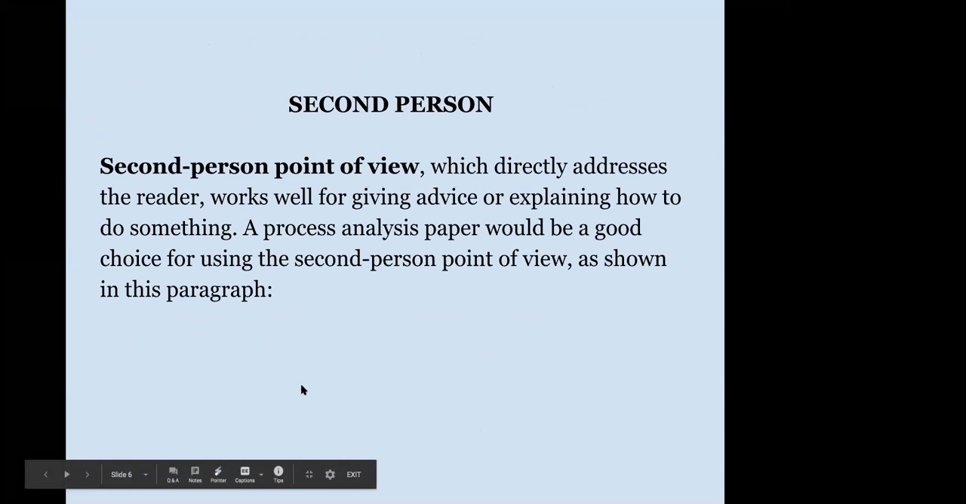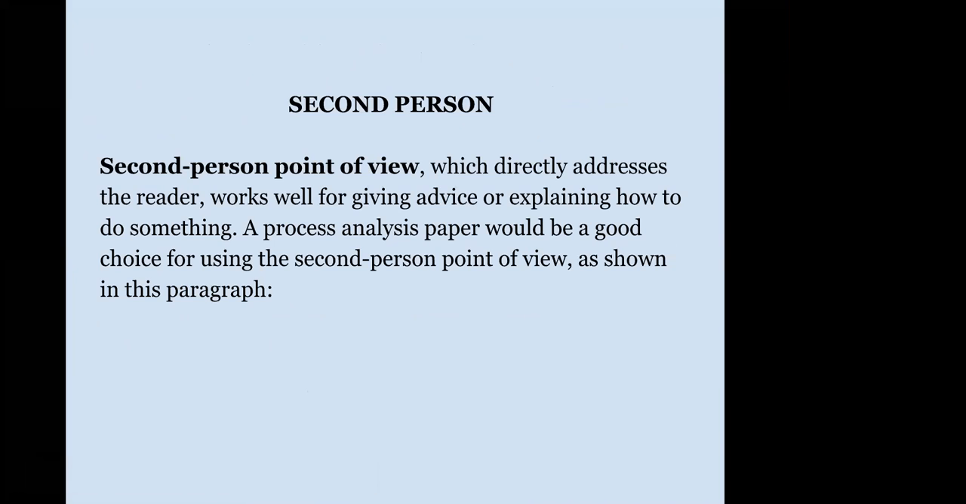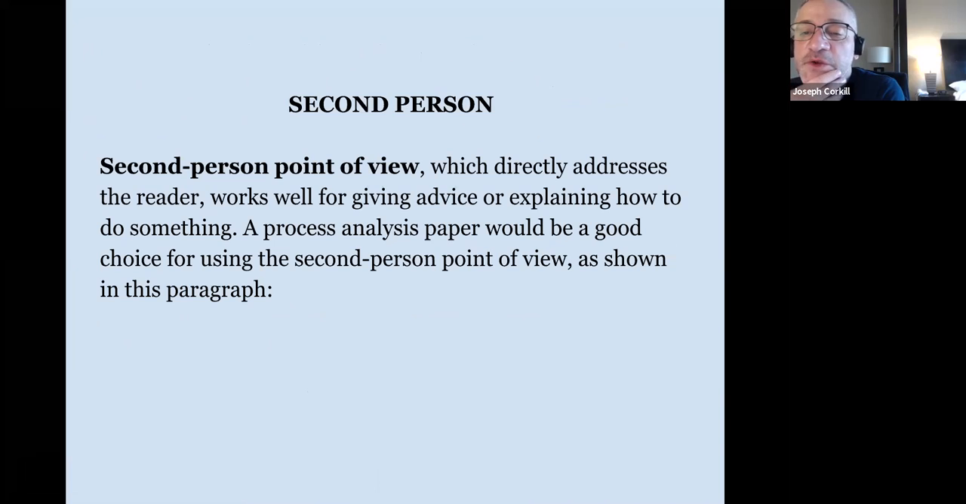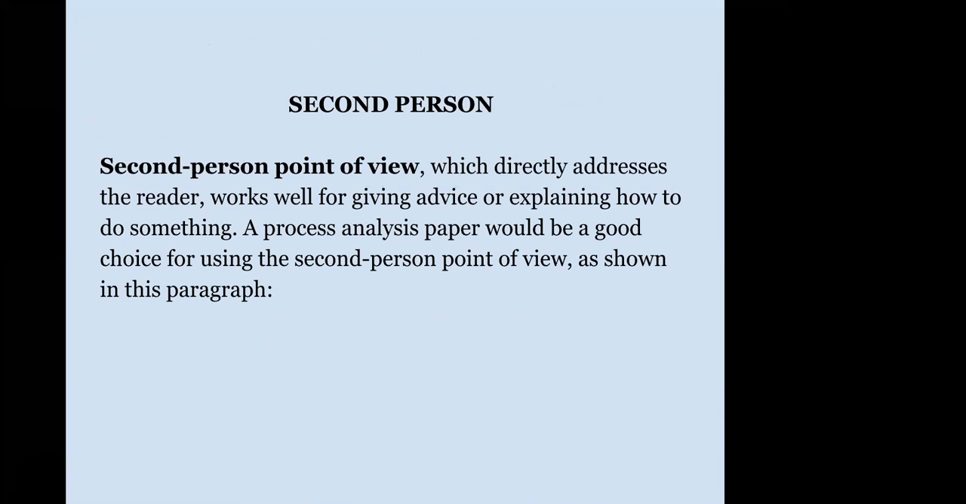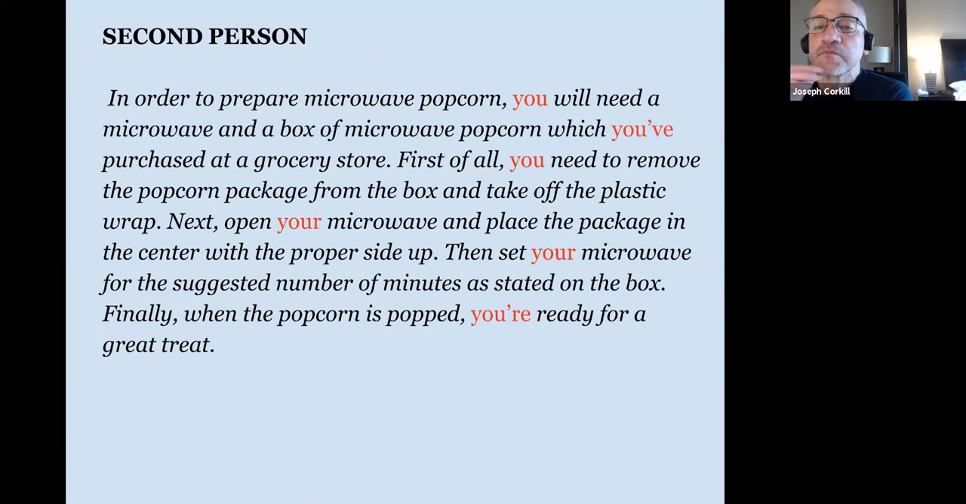Okay. Second person point of view. This is the one that I keep telling everybody, avoid second person. Second person point of view, which directly addresses the reader, works well for giving advice or explaining how to do something. A process analysis paper would be a good choice for using the second person point of view, as shown in this paragraph. So here's when you would use second person.